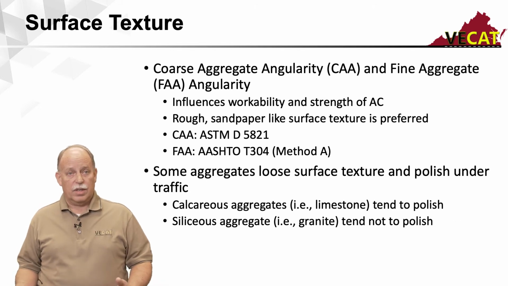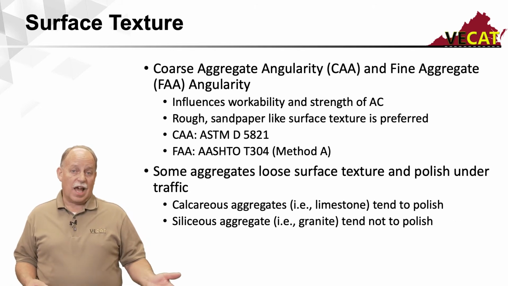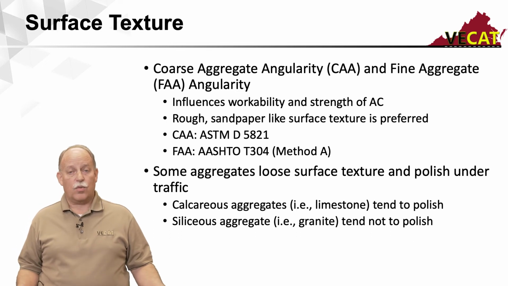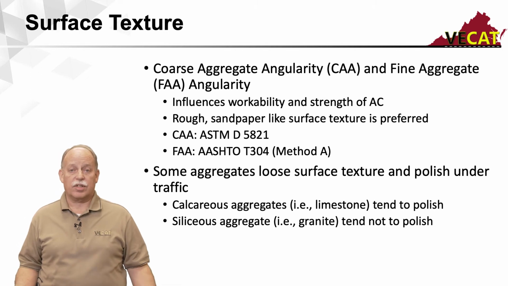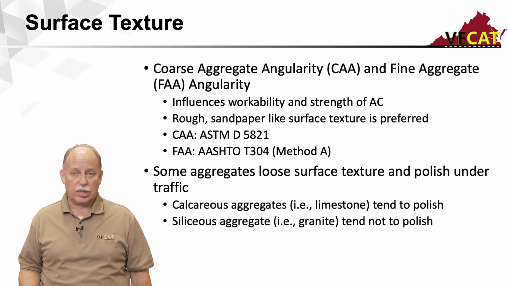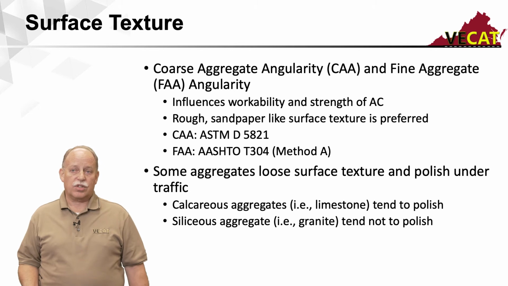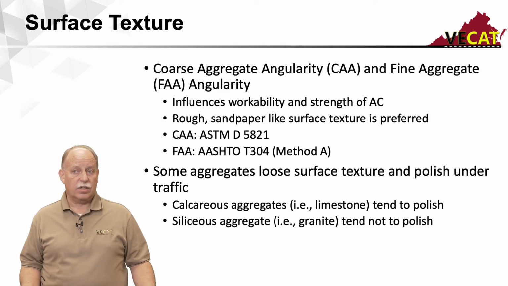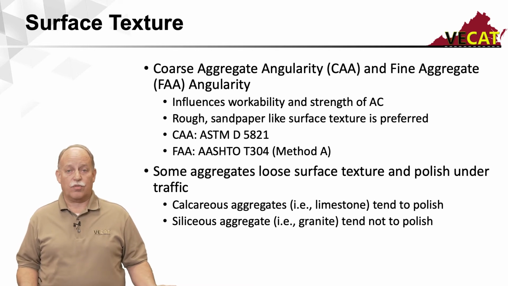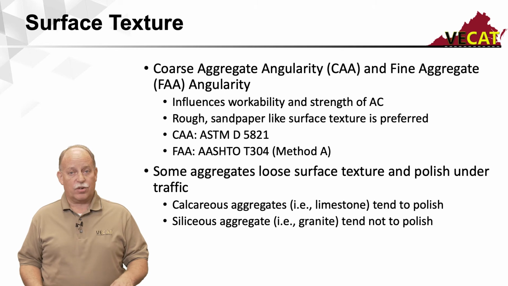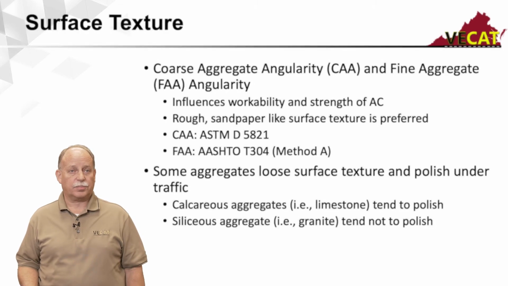Now, some aggregates lose surface texture and polish under traffic, and we don't obviously want that in our surface mixes. Calcareous aggregates such as limestone tend to polish, and over time they will polish such that the pavement becomes slick, and that's obviously detrimental to the safety of the traveling public, and we can't have that. Whereas siliceous aggregates such as granite tend not to polish. So we require those types of aggregates in our surface mixes because they won't polish over time. So keep in mind that to get the proper skid resistance, you also have to have the proper aggregates in your mix.